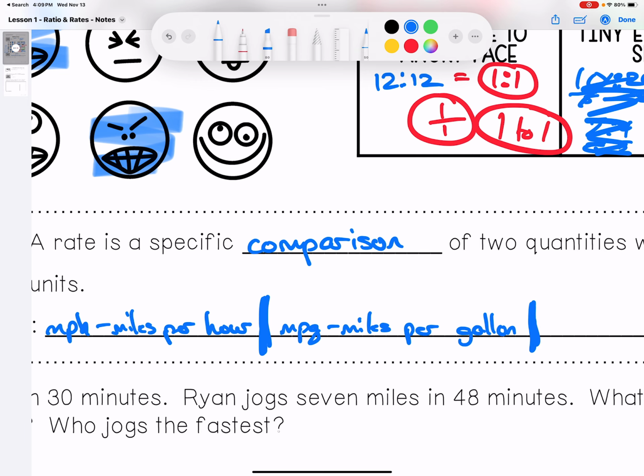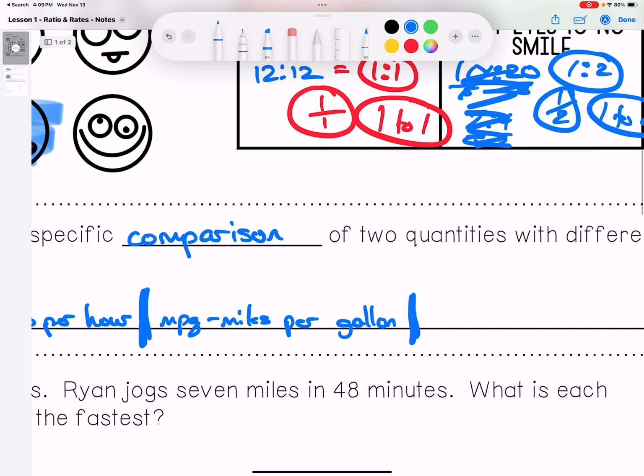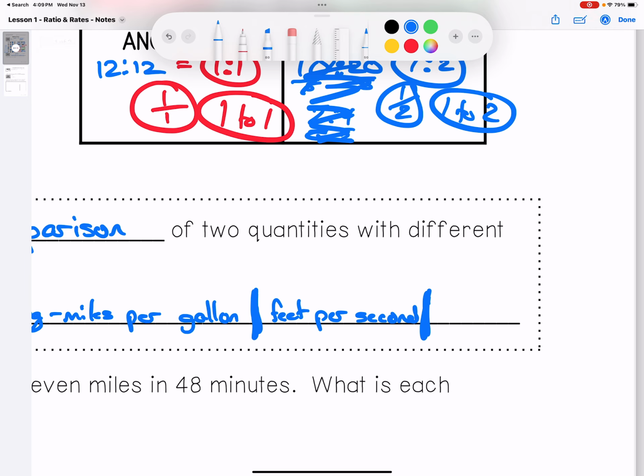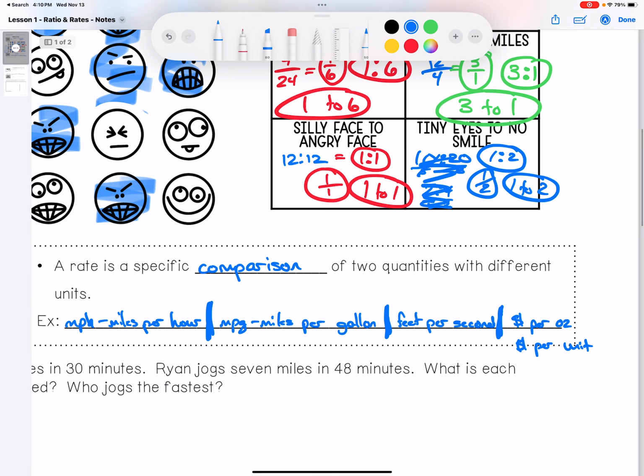Another one that we use in America is feet per second, because there are 2 different types of units of measure. Another one that we use at the grocery store is dollars per ounce, or dollars just per unit. The unit could be whatever else. I'm going to zoom out and let you get those, and I'll get a drink of water.